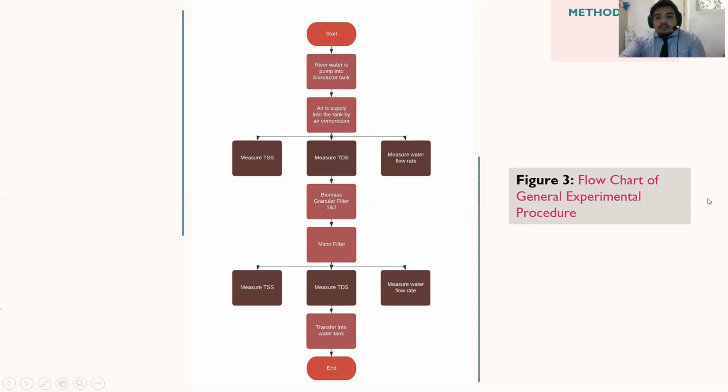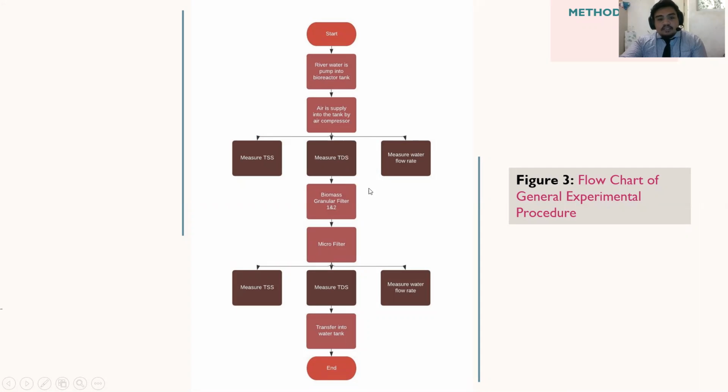Next is the methodology part. Here, I got a figure showing the flow chart of the general experimental procedure. First, the river water is pumped into the bioreactor tank. Next, the air is supplied into the tank by the air compressor. After that, we need to measure the TSS, TDS, and water flow rate. After that, the river water is passed into the biomass granular filter 1 and 2.